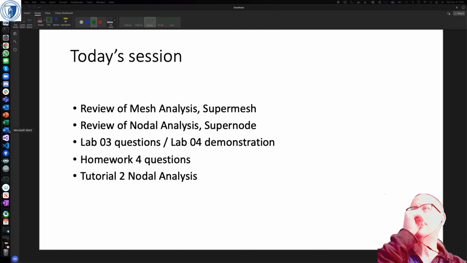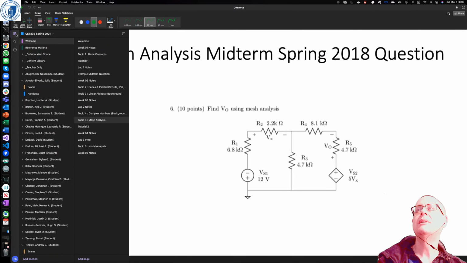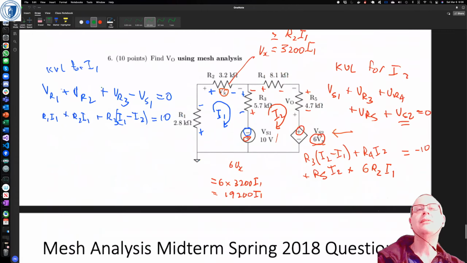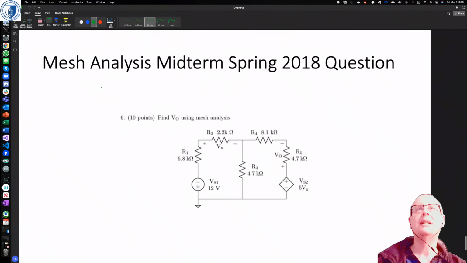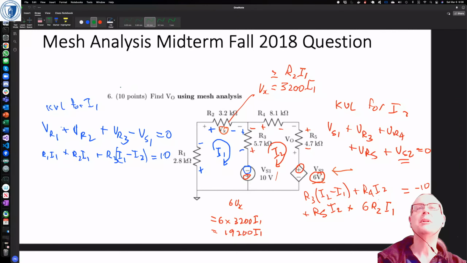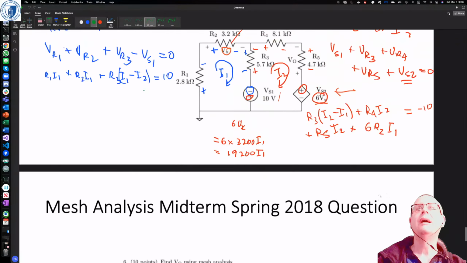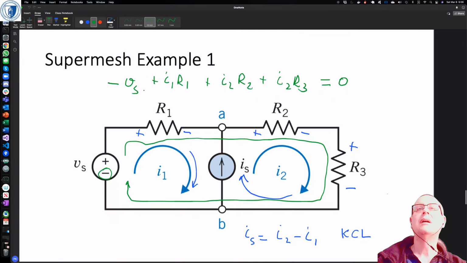Okay, so let's go back to mesh analysis. Okay, and there's a few examples here that I haven't done, particularly this midterm example, though it's not that different from the other one, right? So let's start with this one, right?